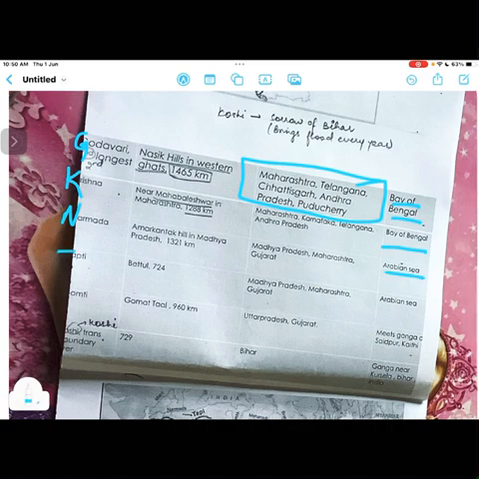Then is your Tapi River or the Tapti River, which originates from Betul, and it's 724 kilometers in length. States are your Madhya Pradesh, Maharashtra and Gujarat. Then your Arabian Sea is the meeting point, and then is your Gomati River, right?